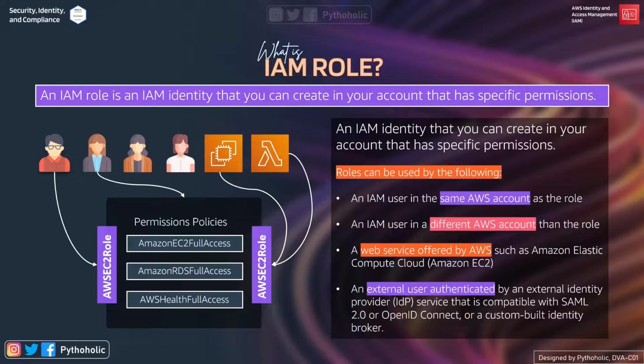Next is an IAM user in a different account than the role. So let's suppose you have a user that is working on a different account and wants to access resources that are present in your account. So you can create a role for that. Here we can create a role with an assume role policy and define permissions for the services that you want a user from another account to make use of in your account. Next is a very important thing, a web service offered by AWS such as Elastic Compute Cloud or EC2, as I already mentioned before. So if you have a Lambda function and you want to create EC2 instances using Lambda, by default Lambda does not have permissions to create EC2 instances.